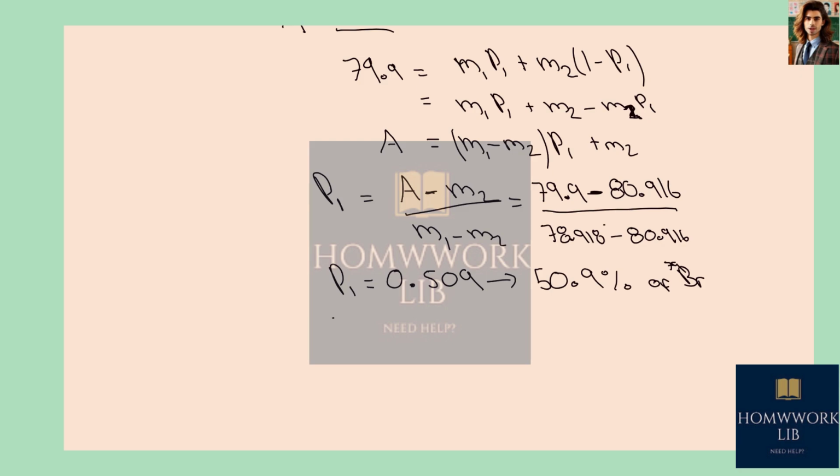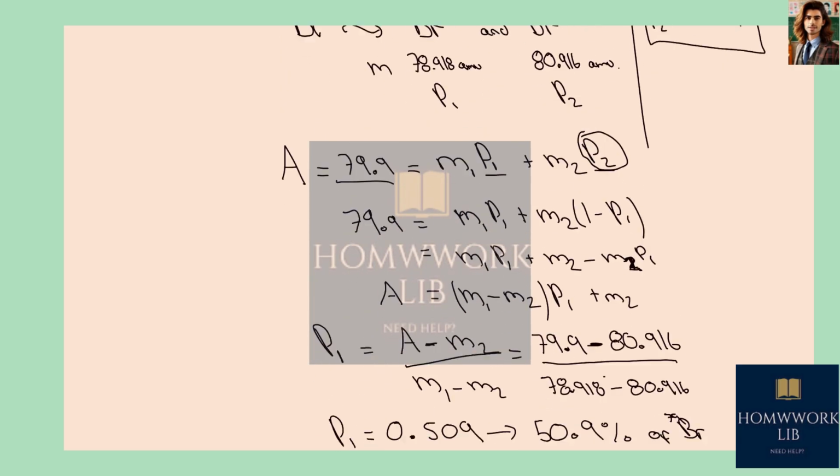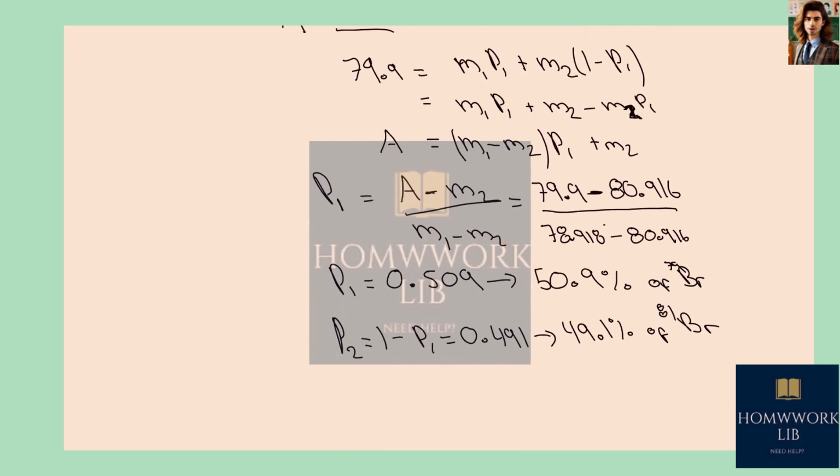Next up, what we can do is remember that P2 is 1 minus P1. So this would be 0.491, which corresponds to 49.1% of bromine 81. So that is mainly the type of problems that you're going to find in this type of scenarios.